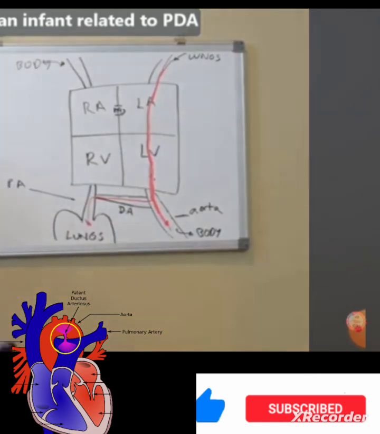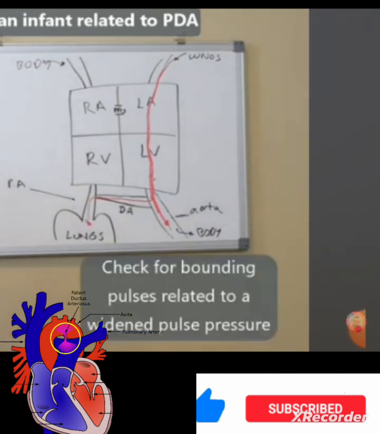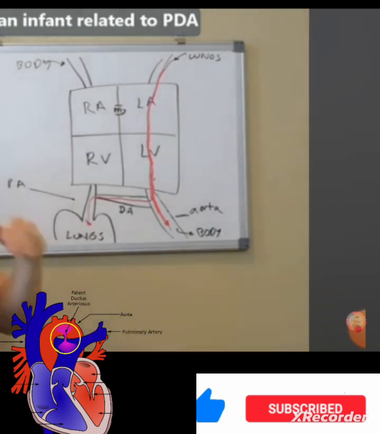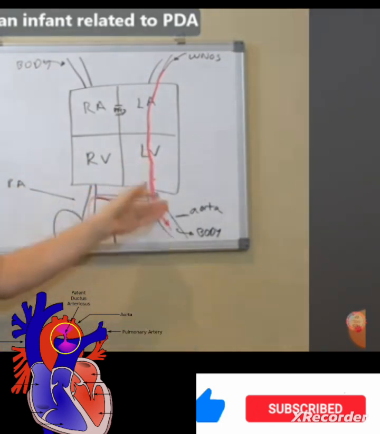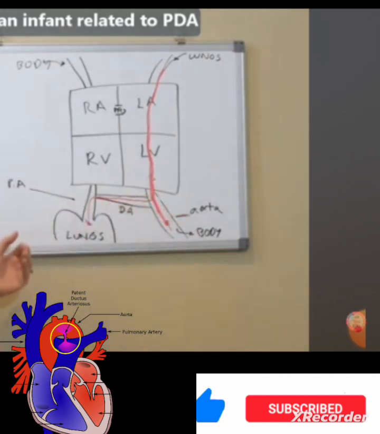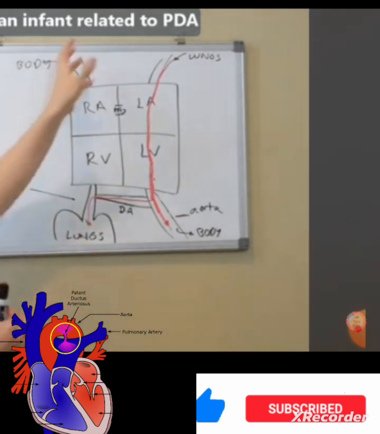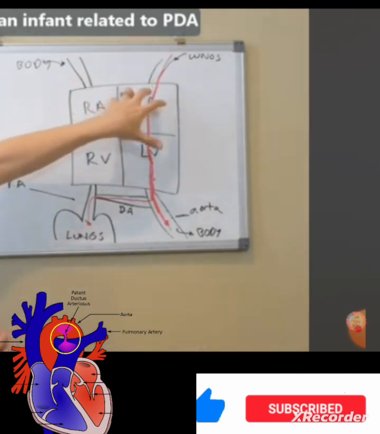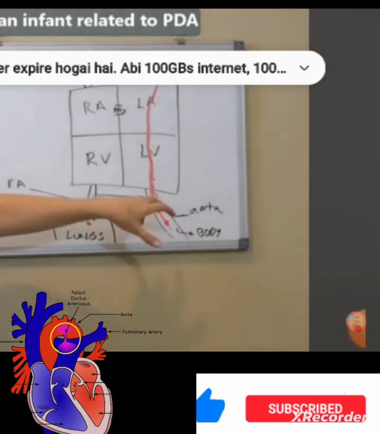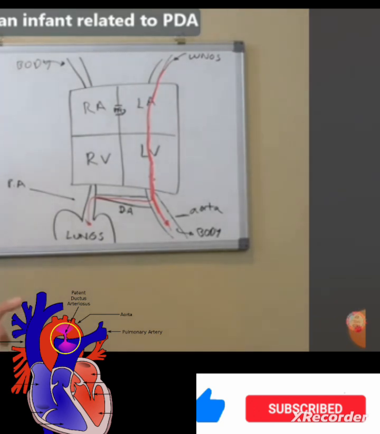Okay, the second big sign that you would see on a baby's physical exam is bounding pulses. If you remember from the widened pulse pressure video, what you can end up with in a PDA is a widened pulse pressure. And that is because you've got a lower diastolic pressure, because a lot of that blood has been shunted away into the lungs, whereas your systolic pressure might be even higher because there's so much more blood coming back from the lungs and the body into the left ventricle. So your cardiac output, if anything, might be a little bit higher.